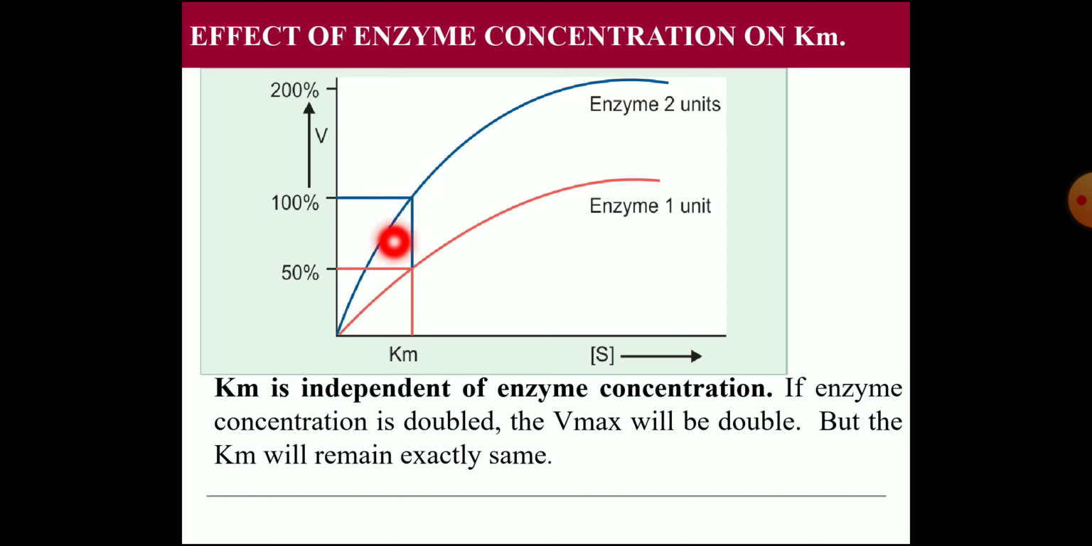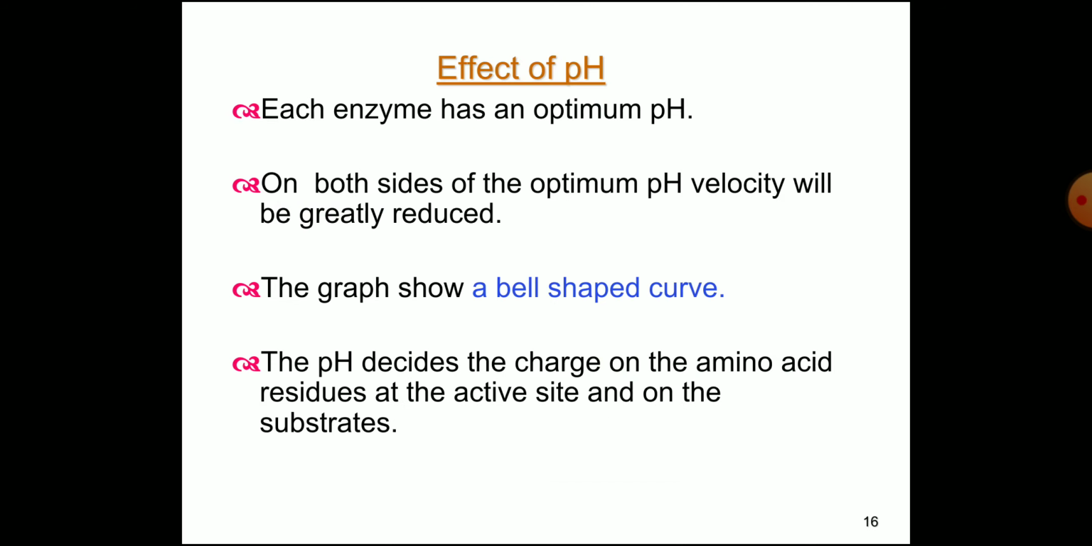So for both, the Km or the Michaelis-Menten constant Km is independent of the enzyme concentration. So if the concentration of enzyme is increased, there is no change in the Km. If the enzyme concentration is doubled, the Vmax will be doubled, but the Km will remain the same.